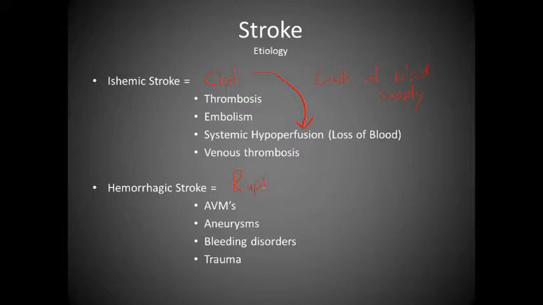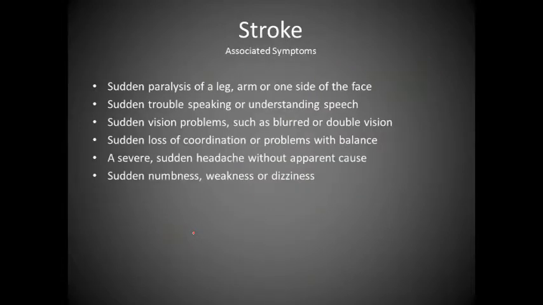And so we're going to put that there: ruptured vessel. And this can be due to AVMs, which we'll discuss later, aneurysms, bleeding disorders, and or trauma. You'll see that aneurysms are the high majority of cases where you're going to see things just kind of go haywire inside the brain. Trauma can also cause a hemorrhagic stroke. And so these are your two most common causes, aneurysms and traumas.